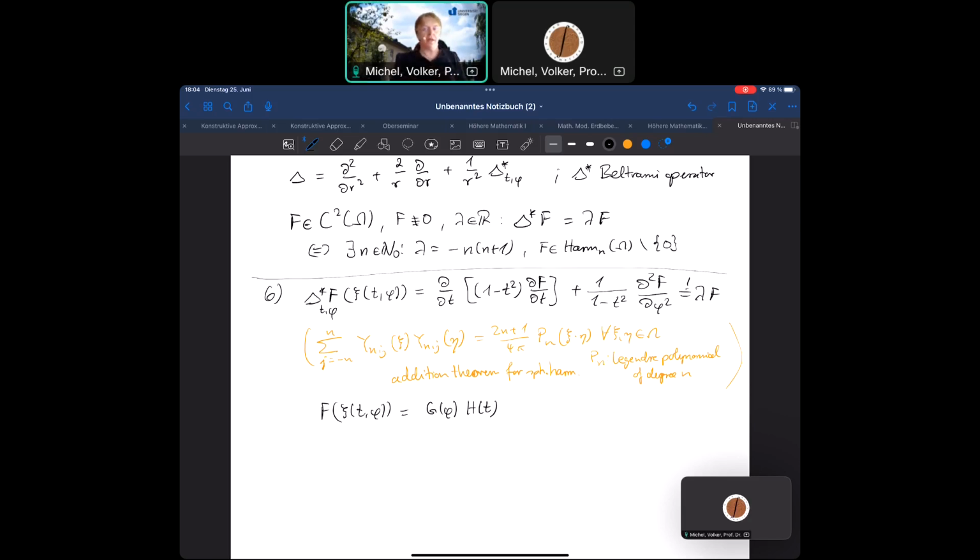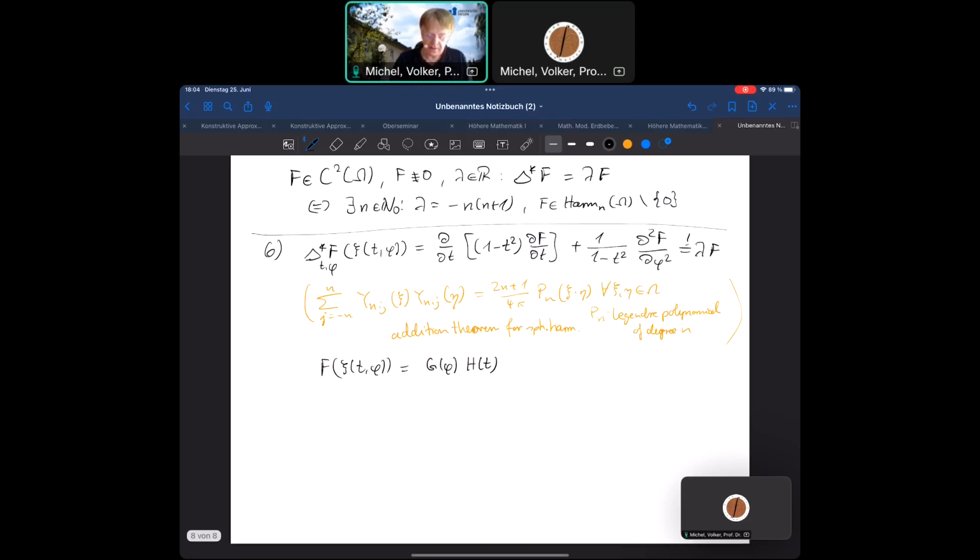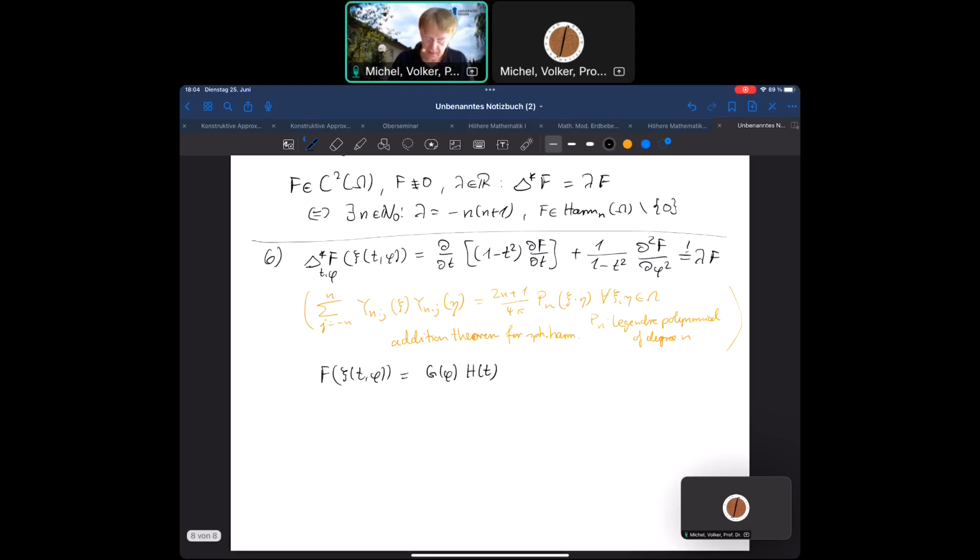So thirdly, this will not give us all solutions, but we're just looking for 2n plus 1 orthogonal solutions. We don't need all solutions. And this is really helpful. So why is it helpful? Because I can apply now the Beltrami operator to that function. So I have to go through that.